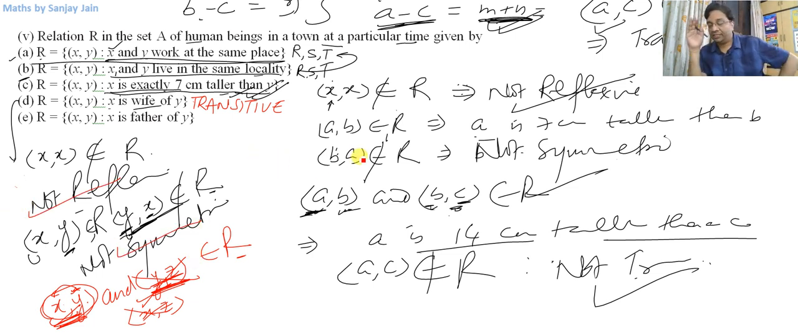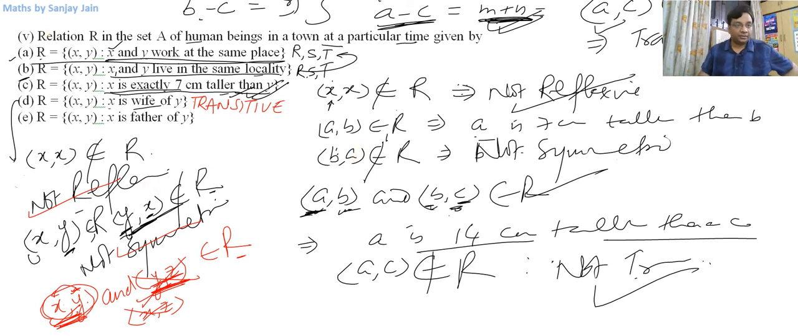In case of transitivity, you need to take care that a relation will not be transitive only if a comma b is present, b comma c is present, and a comma c is not present. Presence of a comma b and b comma c doesn't imply the presence of a comma c. Only then it is not transitive. In all other cases, we will say it is transitive.